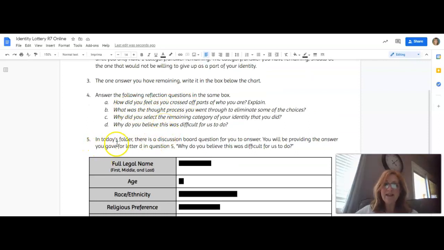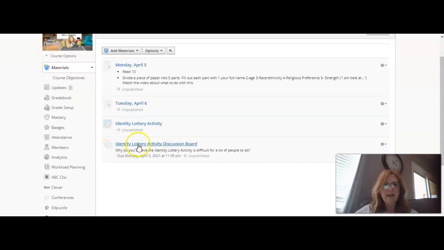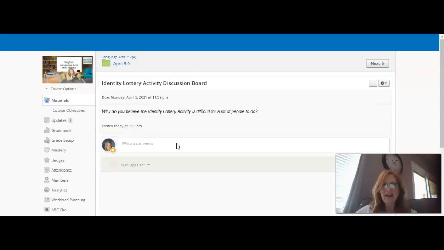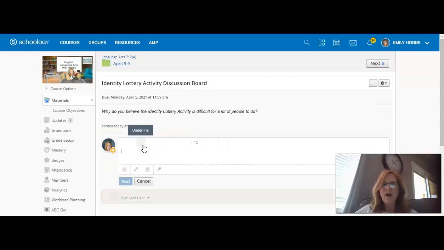Part 5 says, in today's folder, there's a discussion board question for you to answer. You will be providing the answer you gave for letter D in question 5. Why do you believe this activity is hard to do? Why is it hard for people to black out part of their identity? When you go back to Schoology, you're going to see Identity Lottery Activity Discussion Board. You're going to click there, and then write why you think it's hard for other people, or a lot of people, to do this or give up a part of their identity.